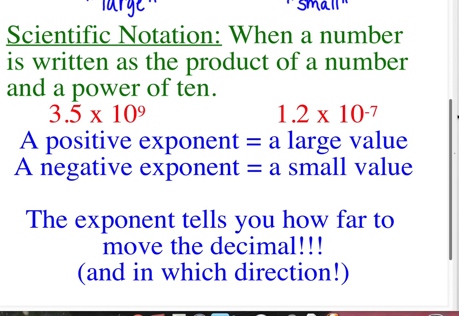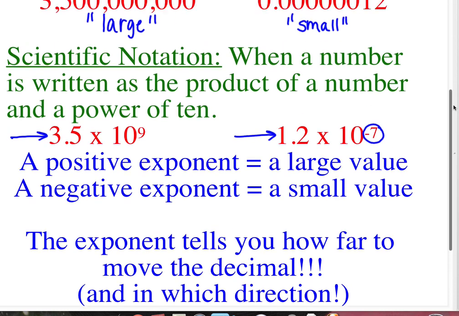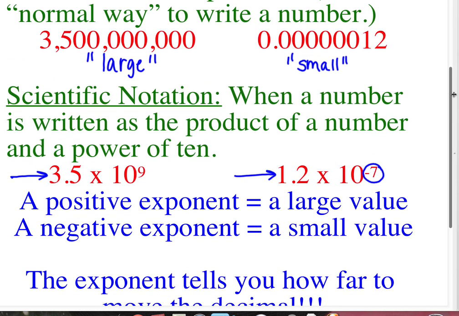So 3,500,000,000 in standard form can be shortened to 3.5 times 10 to the 9th power in scientific notation. So this is the scientific notation version of the number that we had written in standard form, 3,500,000,000. And over here on the right, 1.2 times 10 to the negative 7. Looky there, it's a negative exponent on that. That is the scientific notation version of the number that's straight above it, the 0.00000012, right? So these numbers are the same number.